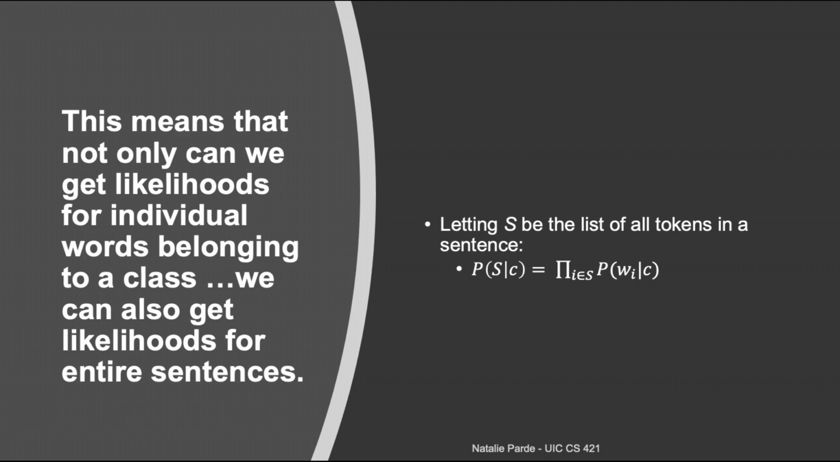Then you can figure out the likelihood of an entire sentence by just multiplying together all of the individual word likelihoods. This is just like what we did when we looked at naive Bayes for sarcasm detection, but in this case, we're not interested in predicting a class, so we can skip the final step of multiplying our likelihoods by the class prior probabilities and finding the argmax.